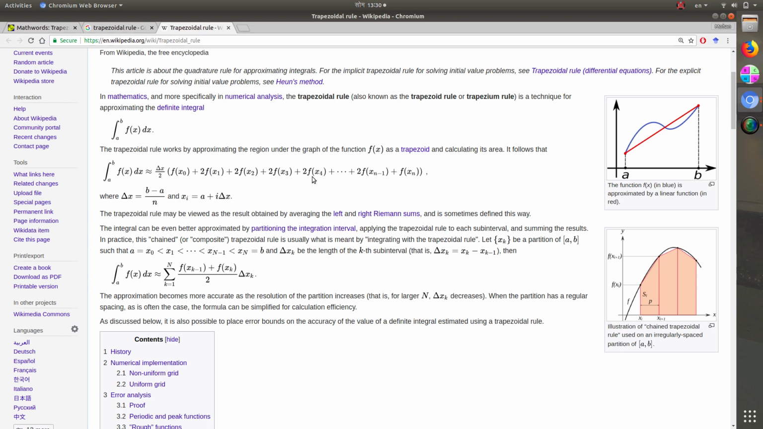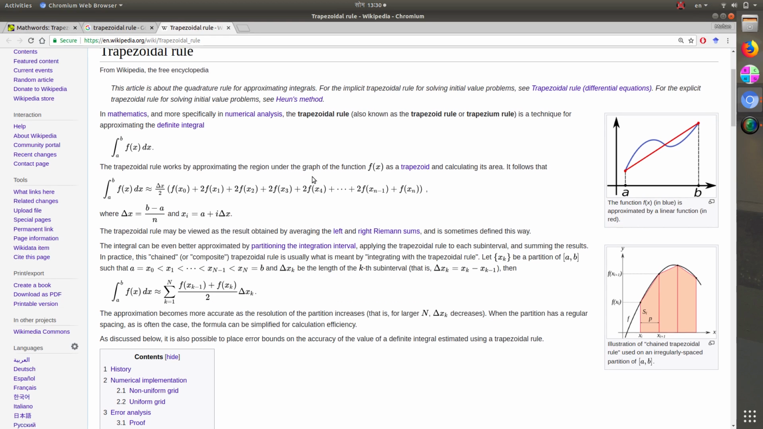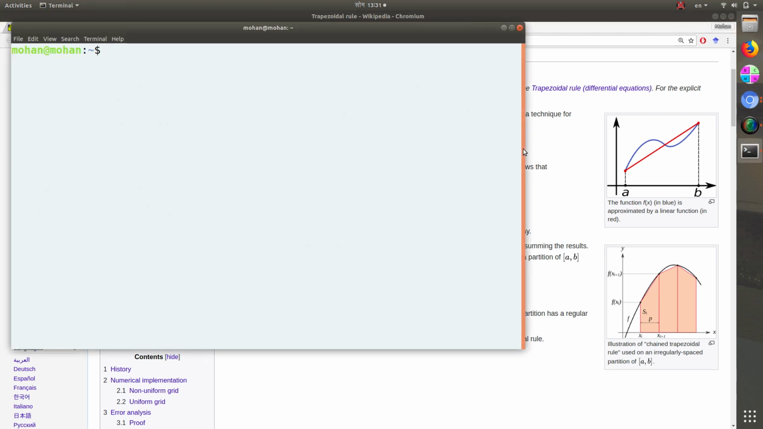Now let us move to our code in Fortran. To do that, let me open the terminal with Control Alt plus T. Alright, the battery is low. Wait a minute, I'm going to insert the charger. Okay, so this is my terminal.